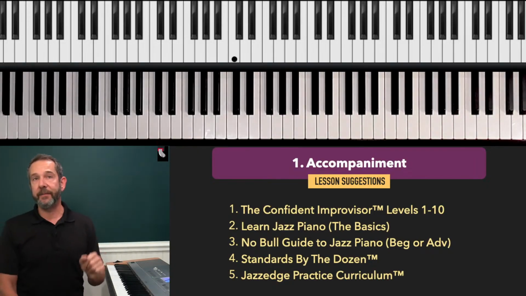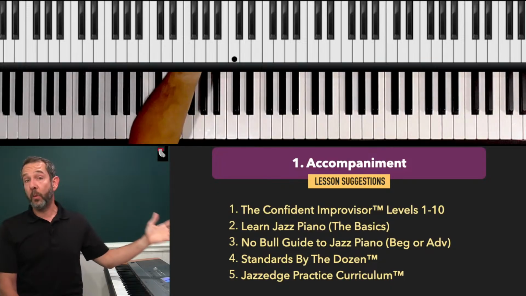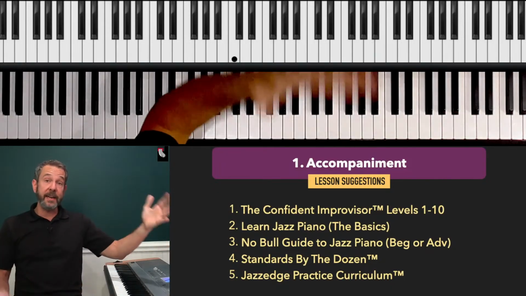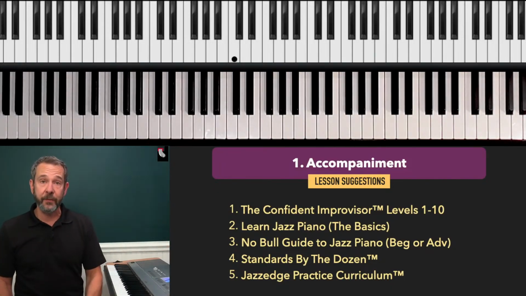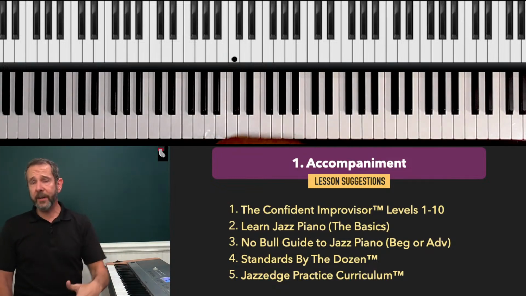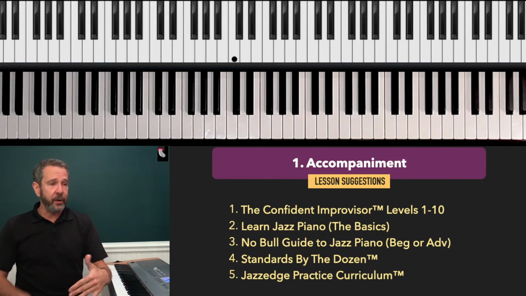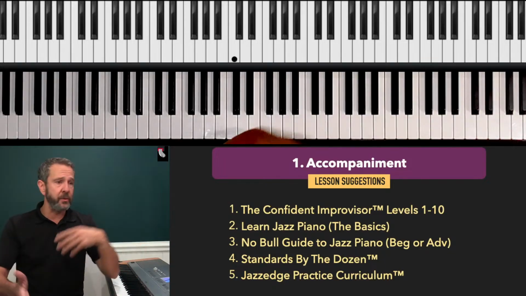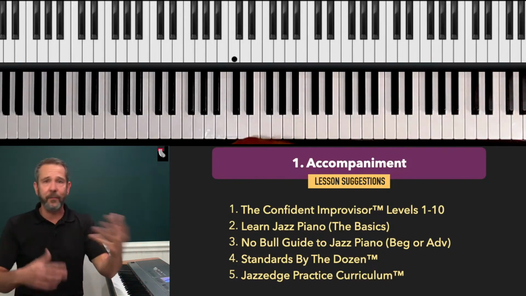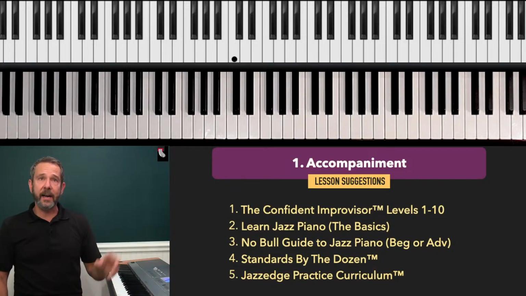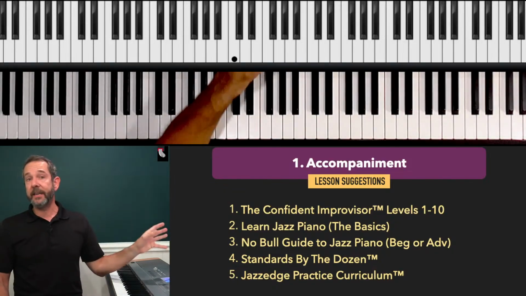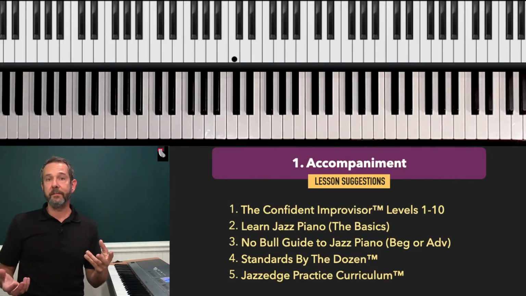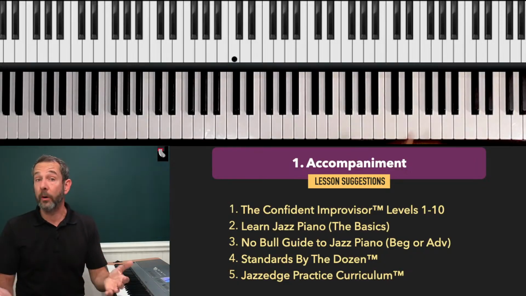The first one is the Confident Improviser. I say start with levels 1 through 10, right? There are 39 levels on the Confident Improviser, so more than enough room to grow there, and it goes through improvisation in jazz, blues, rock, pop, funk, all of that, right? That is a lesson collection, or what you might think of as a course, okay?